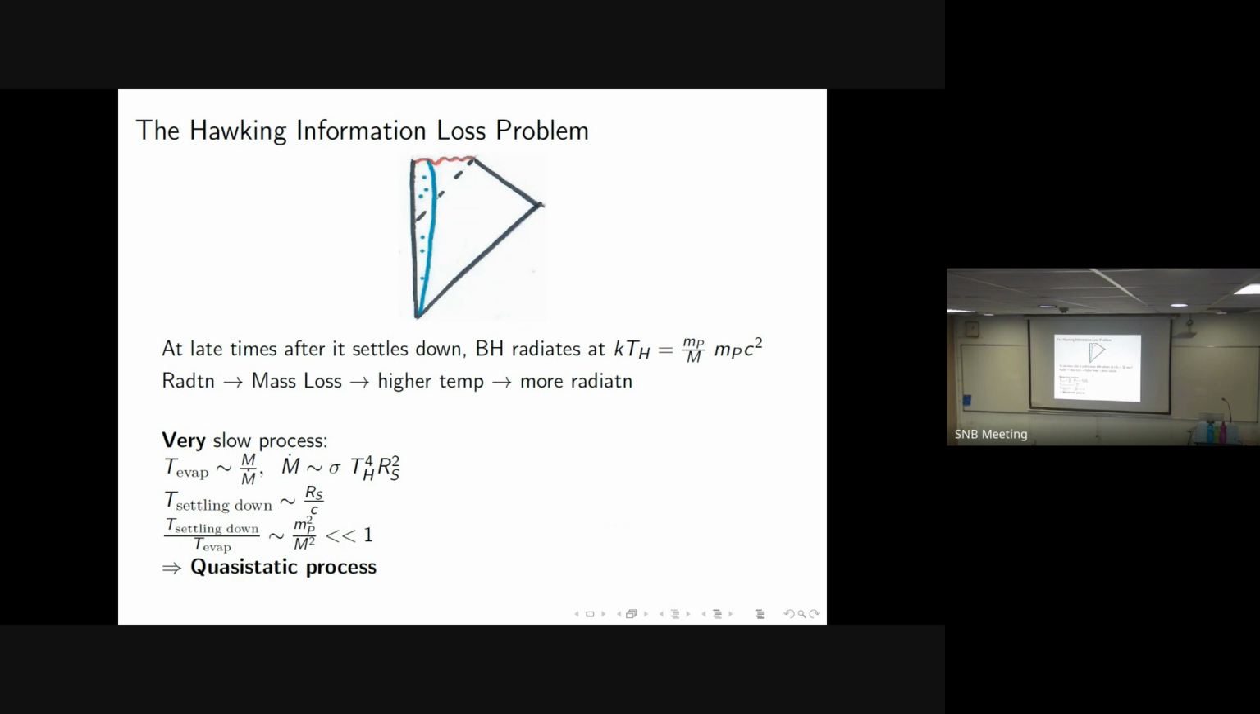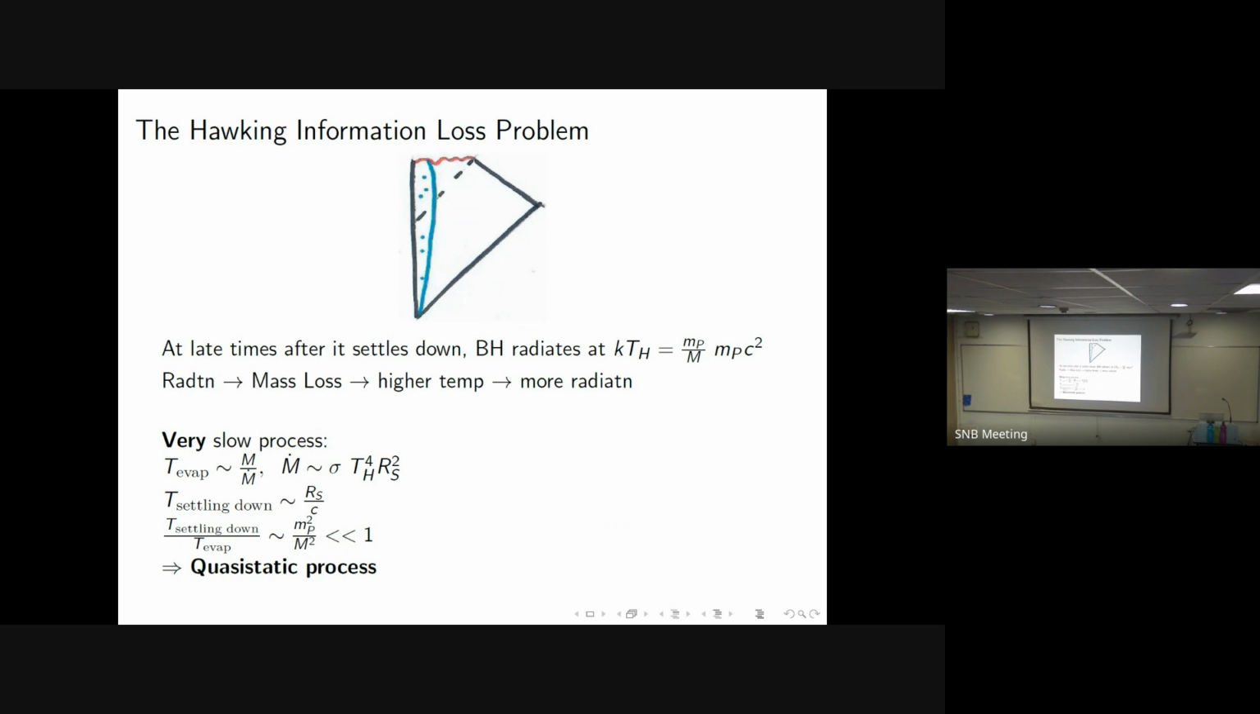So there are two time scales which are important in this estimation. One is the evaporation time scale. So you can just take the mass and divide it by the rate of mass loss. What is the rate of mass loss? It's the usual Stefan-Boltzmann radiation thermal law, where the area of the object, you take its Schwarzschild radius squared, and you have the Hawking temperature to the fourth, and you plug all this in.